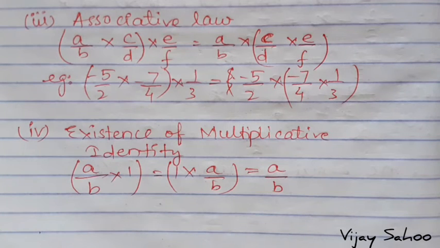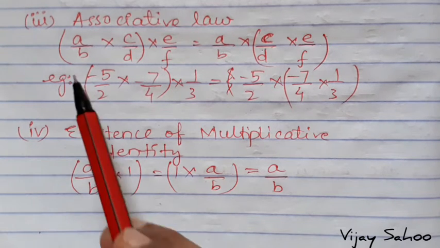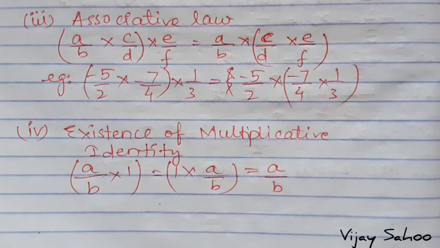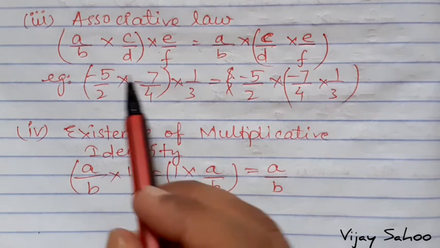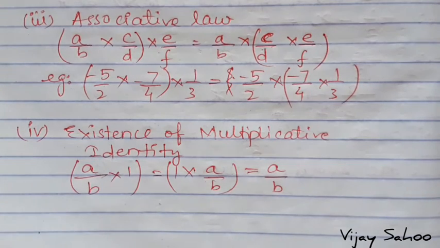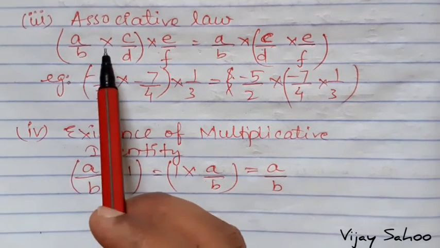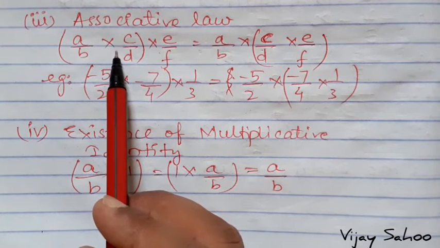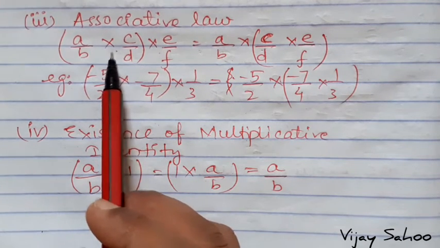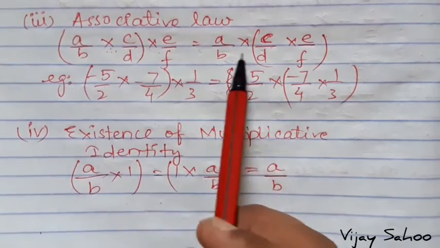Next is associative law. In this associative law, while multiplying three or more rational numbers, they can be grouped in any order, and in all those cases you are going to get the same answer. We have already seen this in the case of addition, the associative law for addition, and this is now the associative law for multiplication.